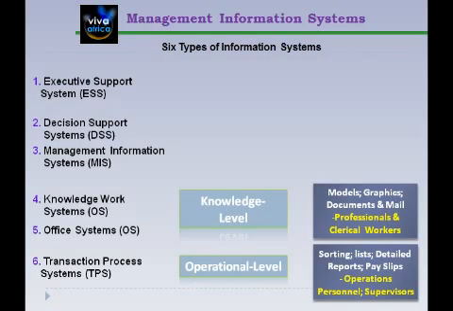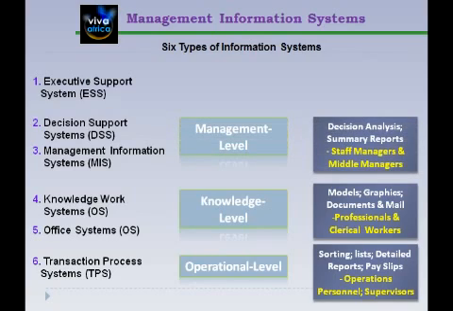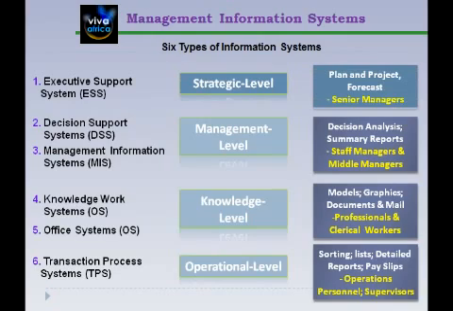Beyond that, we have what we call the decision support systems and the management information systems. Now these work at the management level. They help in decision analysis, and you may see some of them as summary reports. A management information system may produce summary reports for staff managers and middle managers. Above that, at the executive level, what we will call the strategic level, is executive support systems that help to plan, project, and forecast. And this may be used by senior managers.